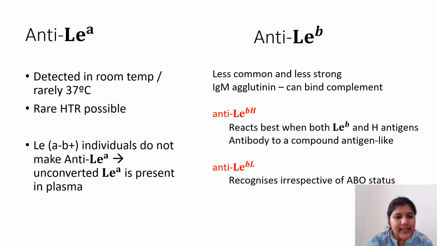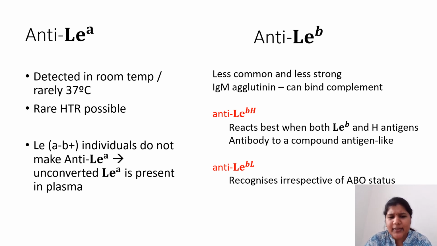So anti-Lewis A is rarely detected at room temperature, therefore a rare hemolytic transfusion reaction is possible. Lewis B individuals do not make anti-Lewis A because the unconverted Lewis A will be also present in the plasma. The anti-Lewis B is less common and less strong. It is an IgM agglutinin.